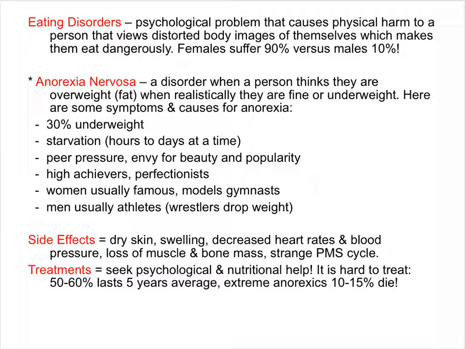Some of the side effects of anorexia nervosa include dry skin, swelling, decreased heart rates and blood pressure, loss of muscle and bone mass, and strange menstrual cycles in the women. Treatments, number one treatment is seek psychological and nutritional help. It's hard to treat anorexia. 50 to 60% of the people will have a 5-year process. Extreme anorexics usually die. There's about a 10 to 15% of them will die.